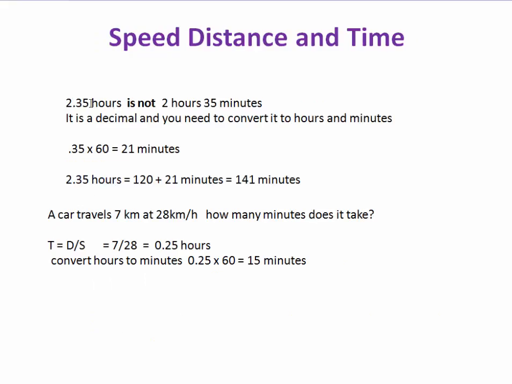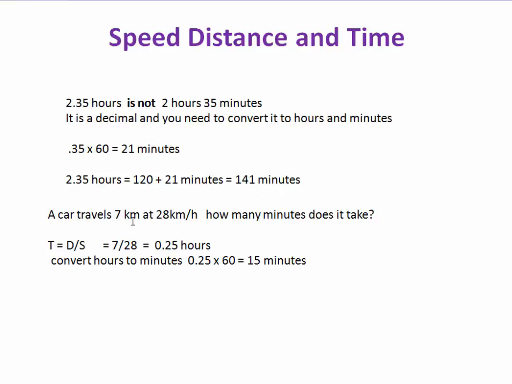So if we have 2.35 hours, this is not 2 hours and 35 minutes. 2.35 is a decimal, and you need to convert it into hours and minutes. So if we take the 0.35 and multiply by 60, the 60 minutes in 1 hour, we get 21 minutes. So 2.35 hours is actually 2 hours and 21 minutes. Okay, so it's 141 minutes.